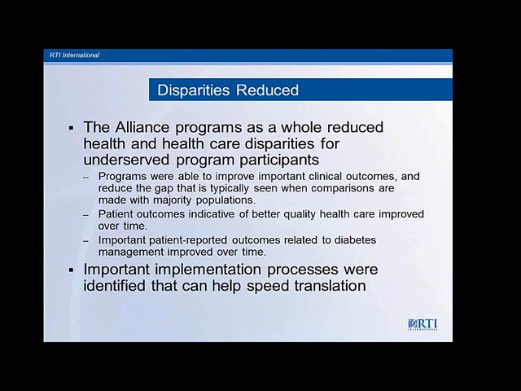Patient outcomes indicative of better healthcare quality improved over time. Important patient-reported outcomes related to diabetes self-management also improved over time. And we also identified important implementation processes and themes that could help speed translation for other kinds of programs that are seeking to implement these kinds of changes. Next slide.